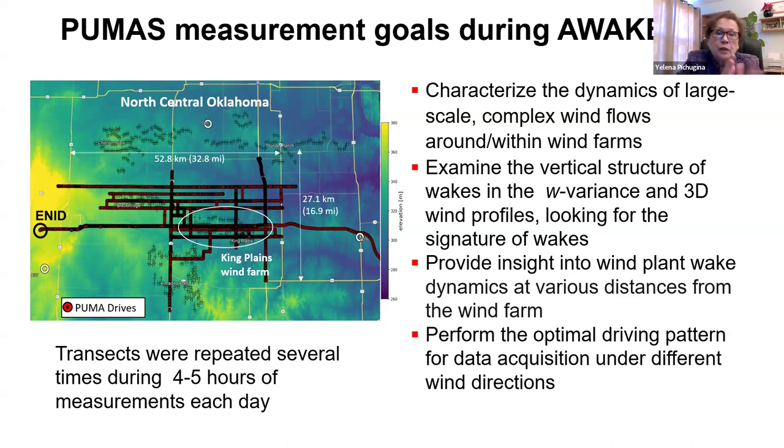We also tried to look for signatures of wake in W variances and 3D wind profiles. And we also looked at how the wind wake changes with distance from the turbine rows. For each drive, each day, we looked at the previous day's forecast, thinking about optimal driving. For example, if winds are southerly, we were driving all those horizontal roads. If winds are easterly, we mostly drove on the vertical roads. Every time we had these maps, our driving path was automatically sent to Boulder as a log file, and later we can know where we were driving.